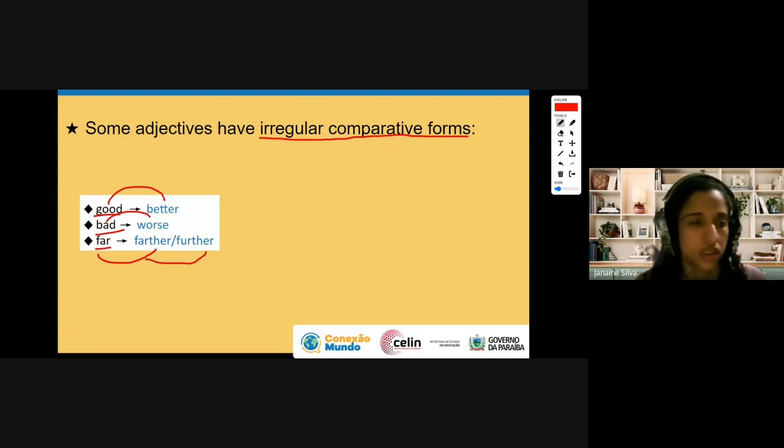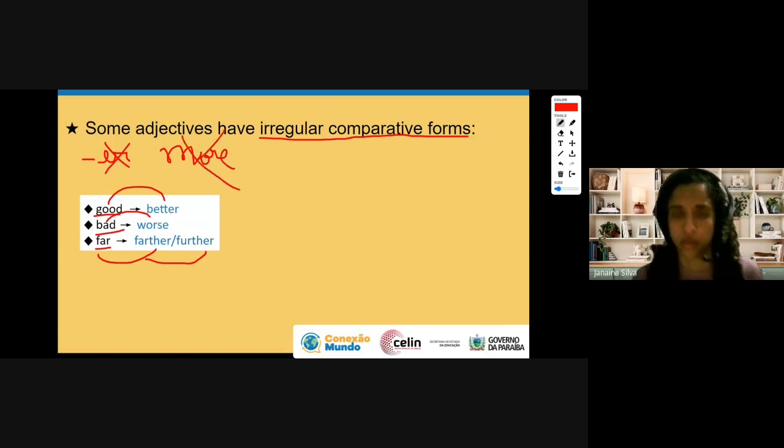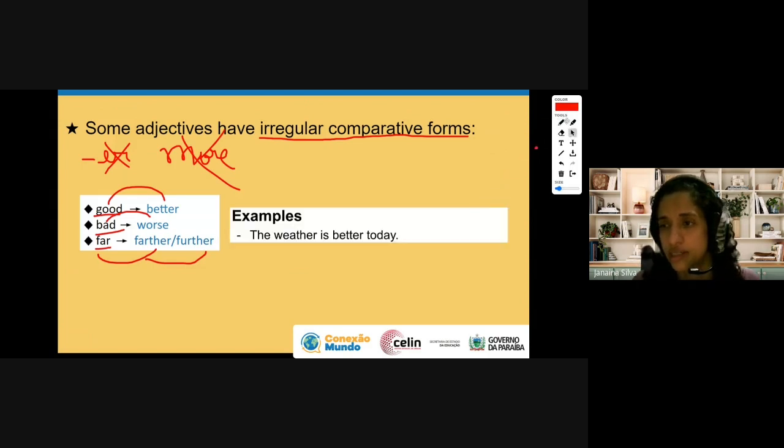What I mean, students, is that I can't use ER, and I can't use more either. No, no, no, they can't be used. They have a different form, an irregular form. Let me show you an example. The weather is better today. Better, okay? Good becomes better.